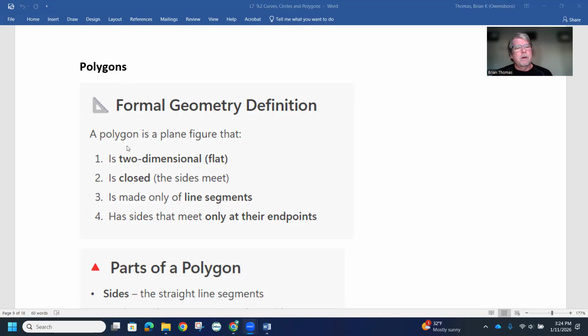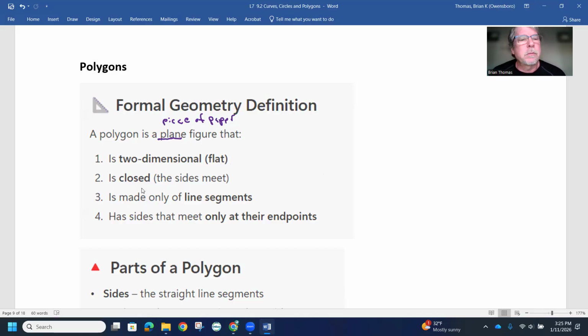So a formal definition, a polygon is a plane figure. Remember, a plane is basically a surface, or like we say, a piece of paper. For most of us, you're just going to be drawing on a piece of paper. So a polygon is going to be a plane figure. So what does this figure actually look like? So again, as we said, a plane is two-dimensional. Okay, it's flat.